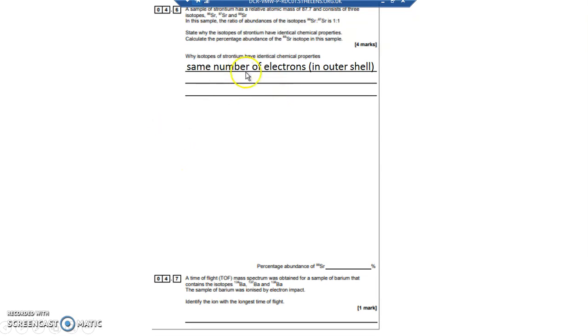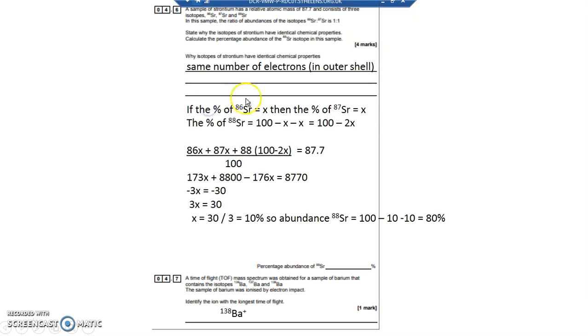Calculate the percentage abundance, that means how much of it there is, of the 88 strontium isotope in the sample. So I'll do spoilers on this and then you can see. So what I need to do first of all is, if the percentage of 86 strontium is, let's say, X, then the percentage of 87 strontium is also X because they're in equal amounts, so in a 1-to-1 ratio. Everything's got to add up to 100%. So the percentage of 88 is 100 take away X, take away X, so 100 take away 2X.